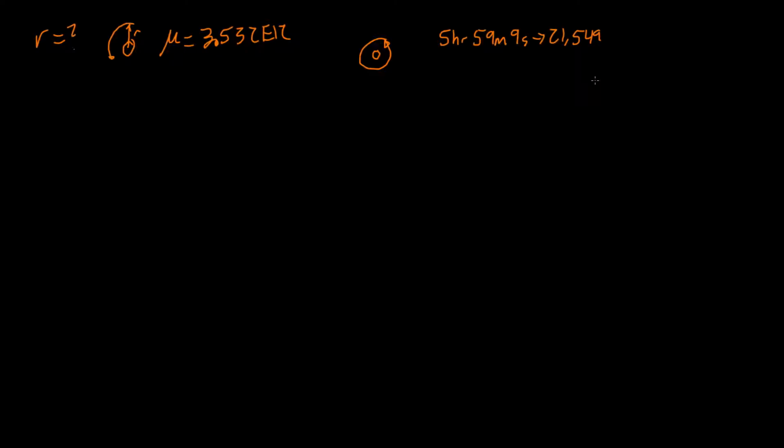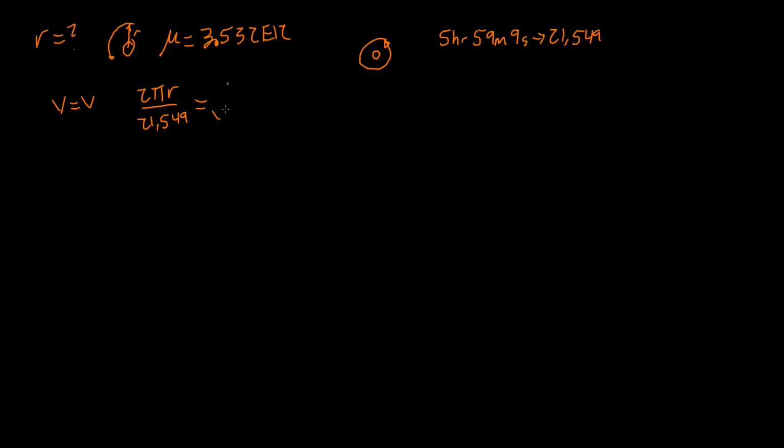Alright, so basically all we're going to do is say the velocity equals the velocity. One of the velocities we know is 2 pi r over 21,549. We know that we're going to go 2 pi r around, that's just the definition of a circumference of a circle, and that it's going to take us this many seconds. We don't know what the radius is yet.